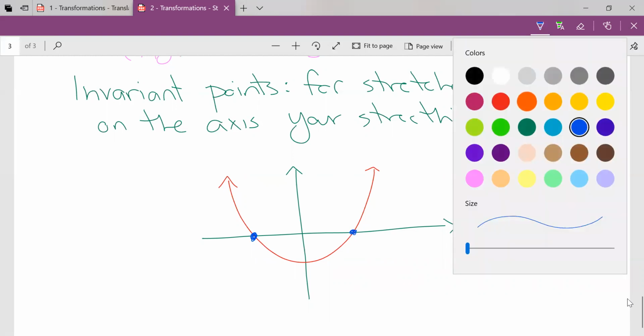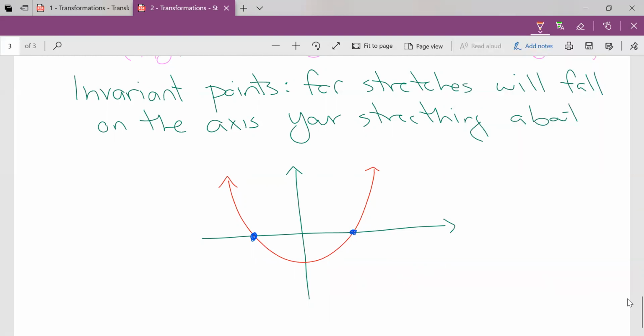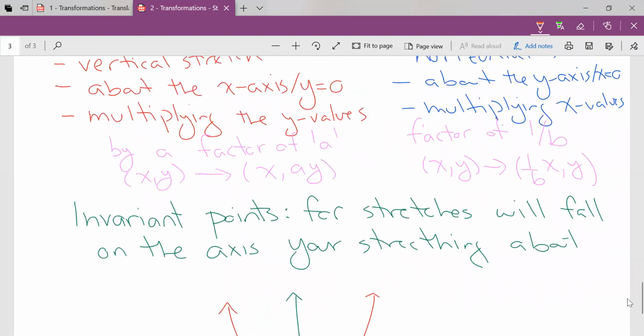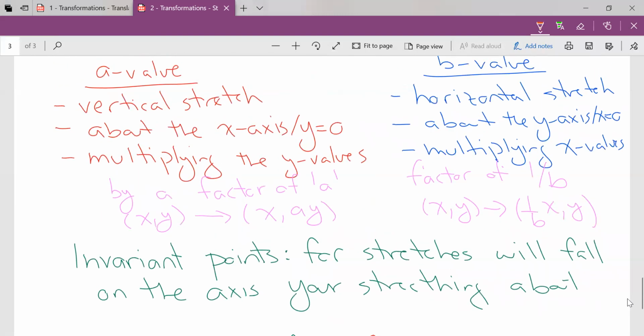And if I was horizontally stretching, that means I'm multiplying the x values. Well, my y-intercept has an x value of 0, so it won't change. So again, your invariant points will fall on the axis you're stretching about. Well, guess what? You have to describe that in every question. So as soon as you say it out loud, that's the line I'm stretching about. That's where you'll look for your invariant points.